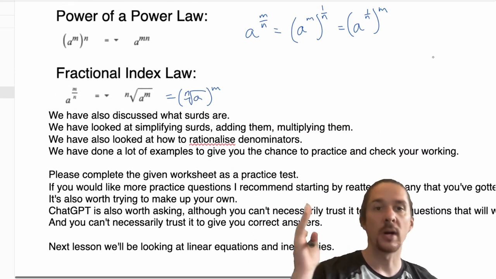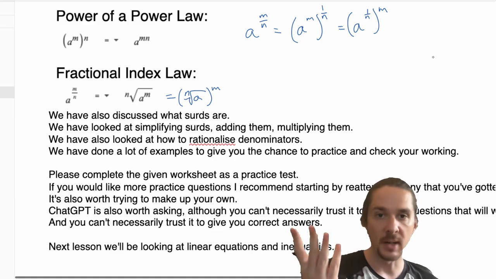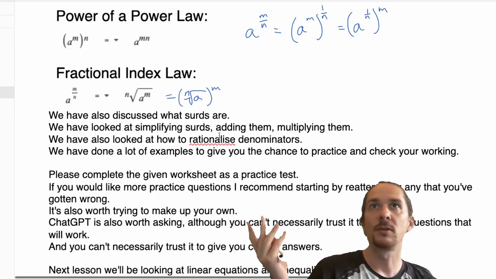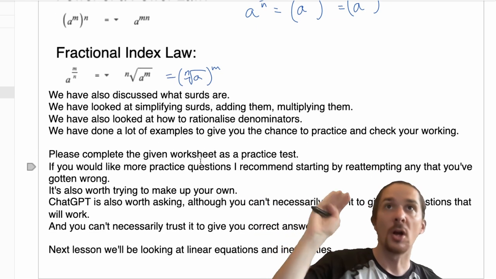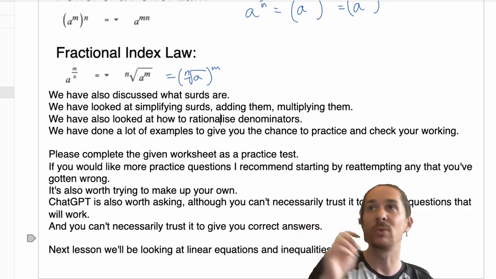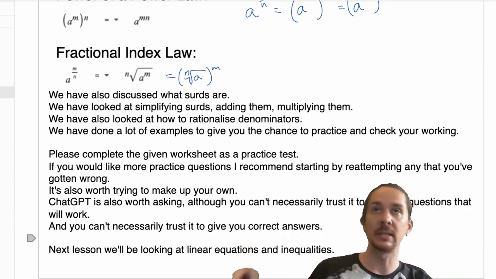We've discussed what surds are. We've looked at simplifying them, adding them, multiplying them. We've looked at how to rationalize denominators. Come on, Microsoft, don't act like that's not a real word. We've done a lot of examples to give you the chance to practice and check your working. Now, please complete the worksheet as a practice test. If you would like more practice questions, I recommend starting by reattempting any that you've gotten wrong from this lecture or from the practice test.